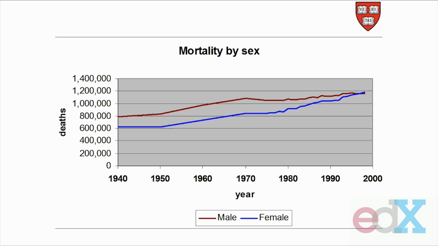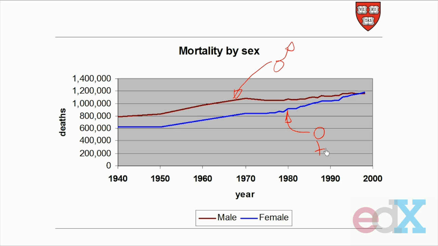We must be cautious when we do age adjustment if our intent is to compare two different groups. So for example, here is a sex breakdown of mortality over the last 60 years in the US. And we see that the top line is males and the bottom one is females.